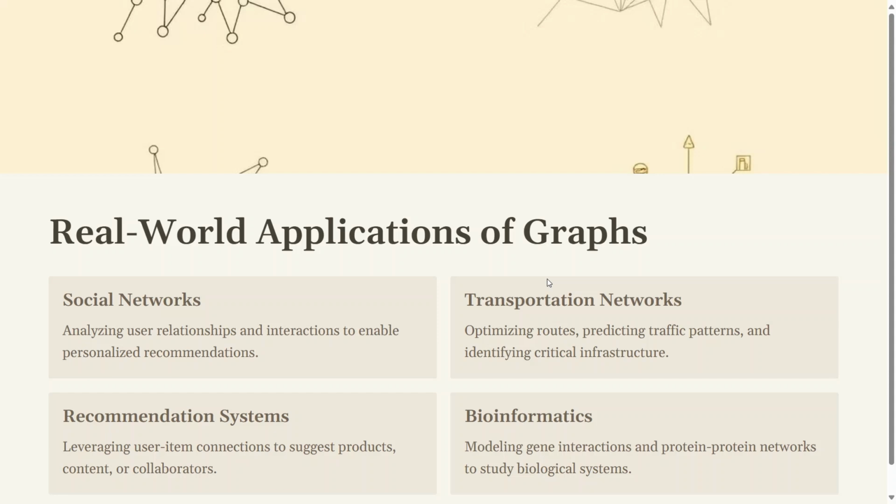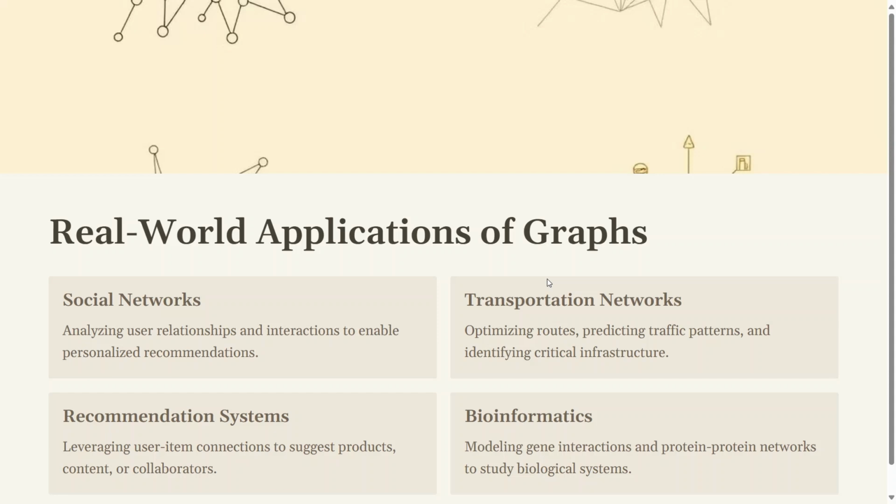So social networks. Examples of social networks would be platforms like Facebook, Twitter, LinkedIn, Instagram. In a social network graph, people are assumed as nodes and connections, that means the friendships, or if we follow someone, those are called connections. We assume those as edges. Algorithms on this graph help identify communities, recommend friends, and even detect influencers by analyzing the most connected nodes.